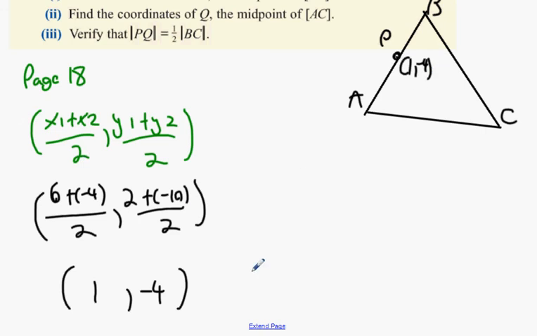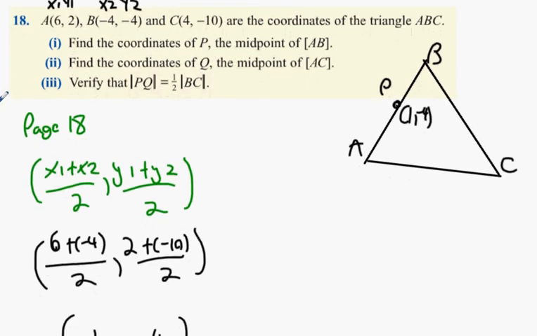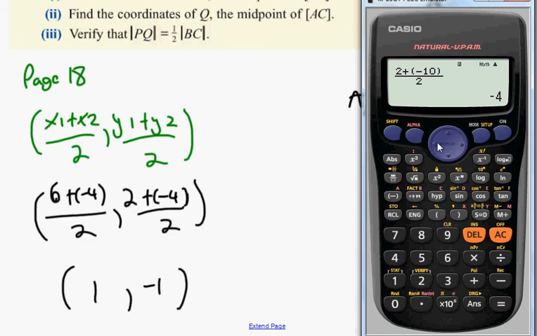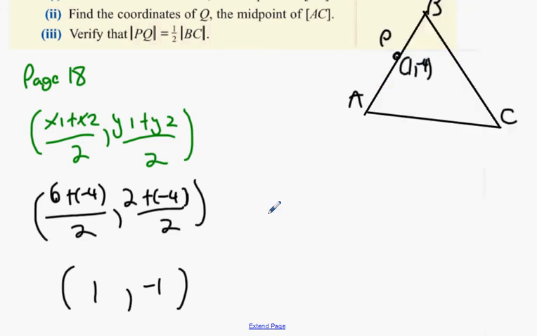Okay, give me a look again. 6. Oh, minus 10 instead of minus 4. See it there? Sorry, guys. It's 2 plus minus 4 all over 2. So what will that change into then? Minus 1. Sorry about that, guys. So just go back here. Instead of minus 10 it's actually minus 4. And there you can see the answer is minus 1. Okay, 1, minus 1 for the point P.